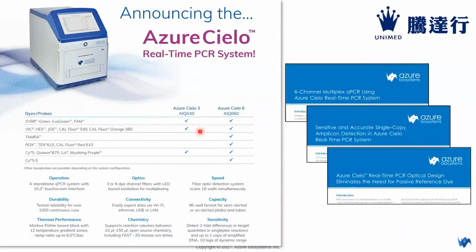All right, so this is the brochure that summarizes what Azure Cielo is capable of doing, and the sensitivity. We also have 3 application notes available on the website, or if you're interested, you can request them from Unimed as well. We're talking about why this machine can do 6-channel multiplexing, why we can push the limit to detect sensitive and accurate single copy amplification, and why this optical design eliminates the need for passive reference dye. There's a lot of information that you may not be able to get in publications, which will not tell you about the technology in these instruments.